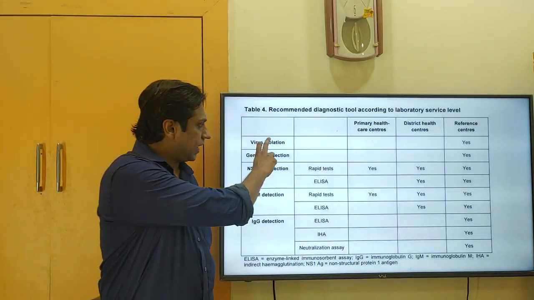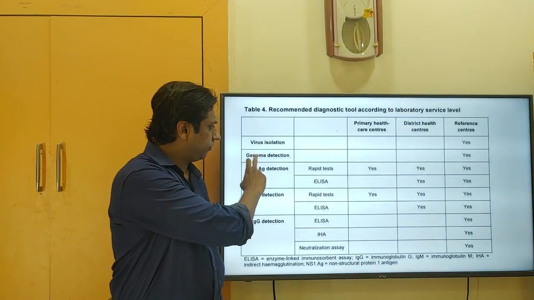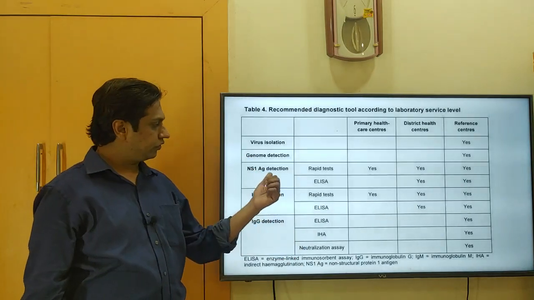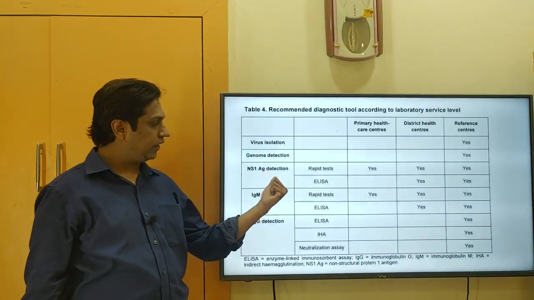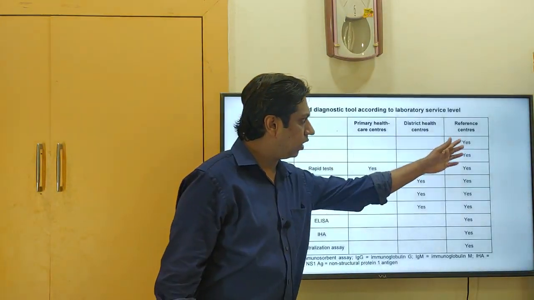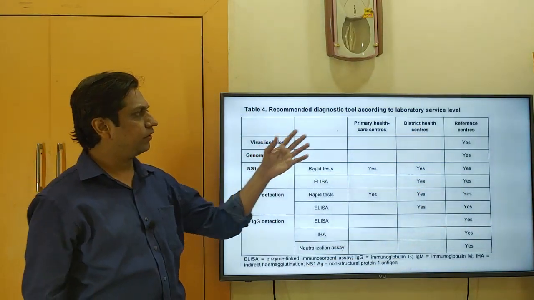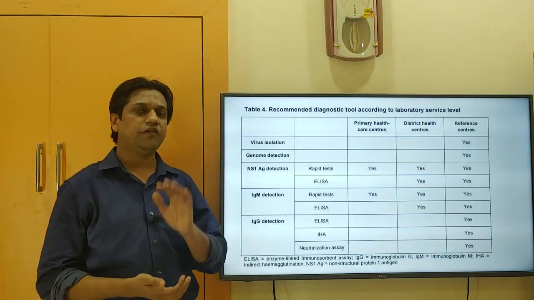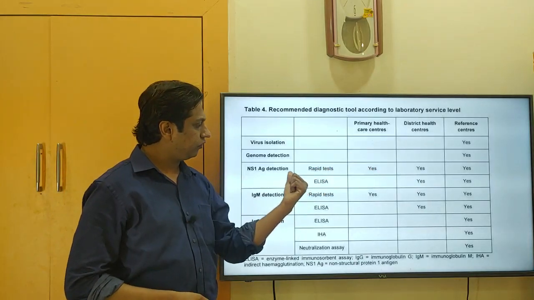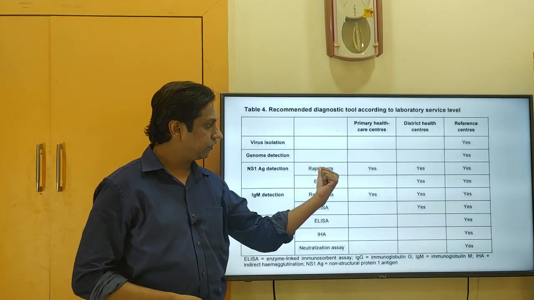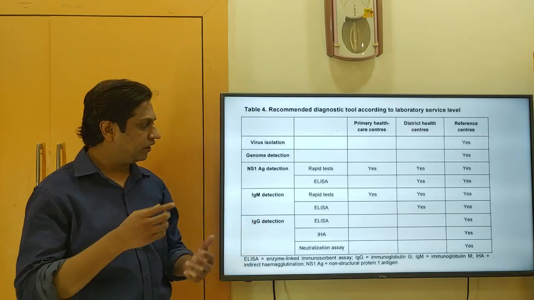So generally these direct tests, that is virus isolation, genome detection and non-structural protein 1 antigen detection, are routinely not found at the primary health center. These are higher tests done at the tertiary level or the reference centers. So in the primary health centers we can see NS1 antigen detection by the rapid test kits available.